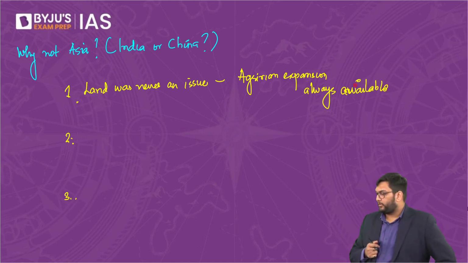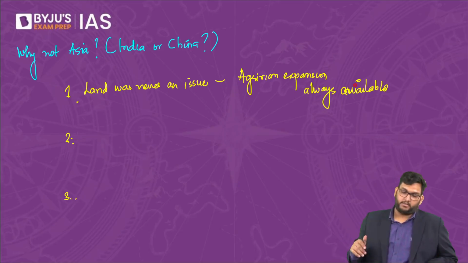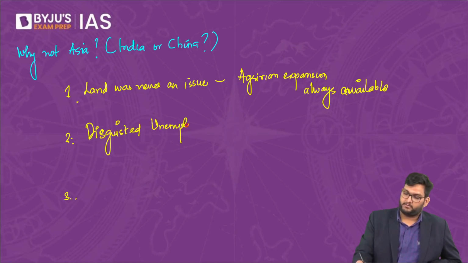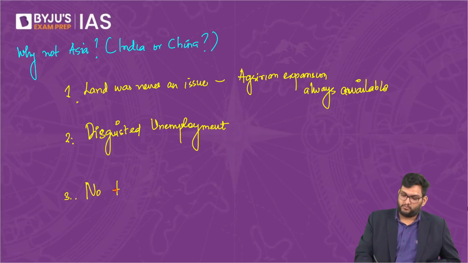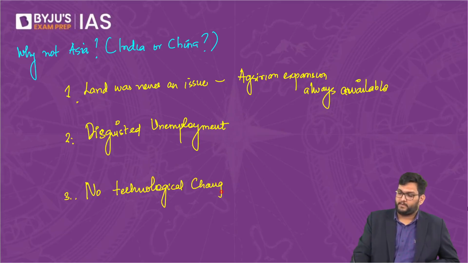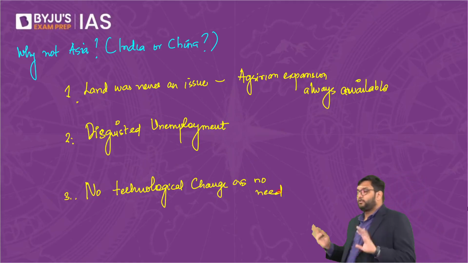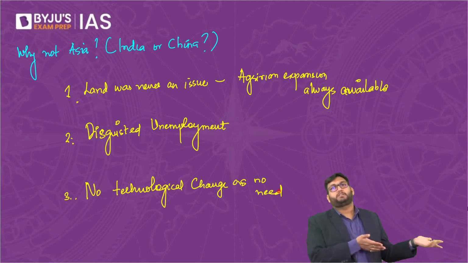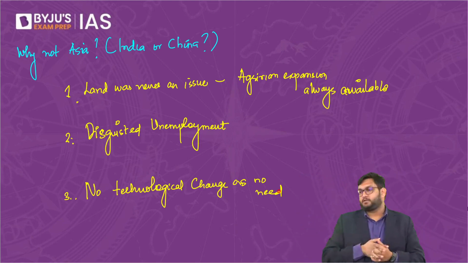But what is more problematic in the Indian or the Chinese problem is disguised unemployment and no technological change, as no need. See, firstly, no technological change because we never needed that, because there the issue was there was no land. So they needed agricultural change or technological change.